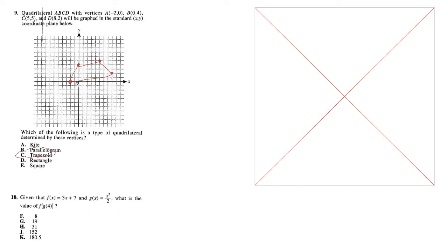Okay, so for number 10, I need to find the composite f of g of 4. So the first thing we need to do is find g of 4. And g of 4 is going to be 4 squared divided by 2. So 16 divided by 2, that's going to give us 8. And then I need to find f at 8. So that's going to be 3 times 8 plus 7. So that's going to be 24 plus 7. So that looks like we're going to get 31 for this one.